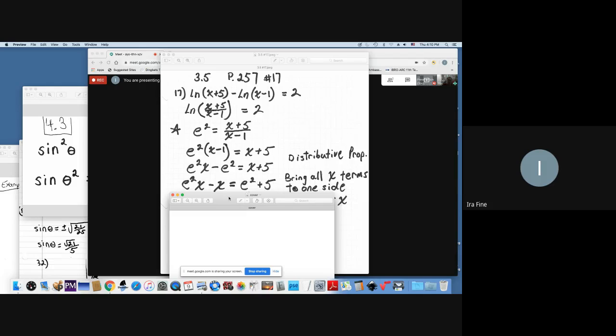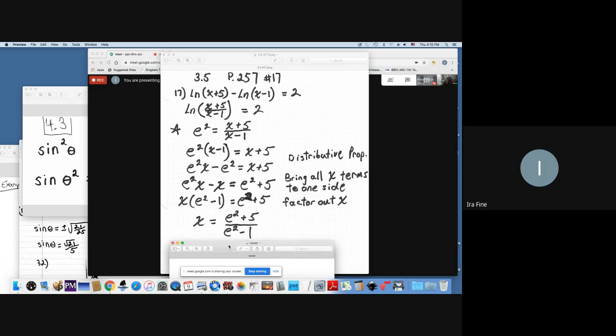Okay. Now, this is one of the key steps. To get x by itself here, notice we can factor an x out of this, right? So if we factor an x out of this, this is going to be x times, in parentheses, e squared minus 1. Now, we just divide both sides by e squared minus 1, and this is the e squared plus 5, and there's the answer. So x, in terms of e, will equal (e squared plus 5) over (e squared minus 1).